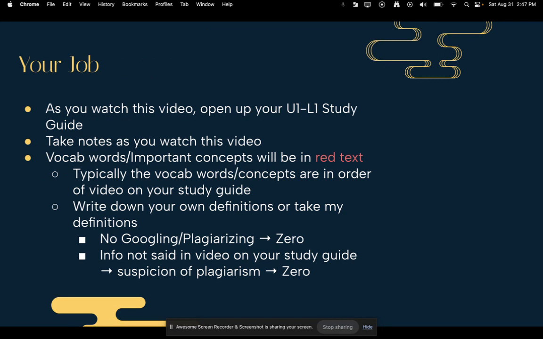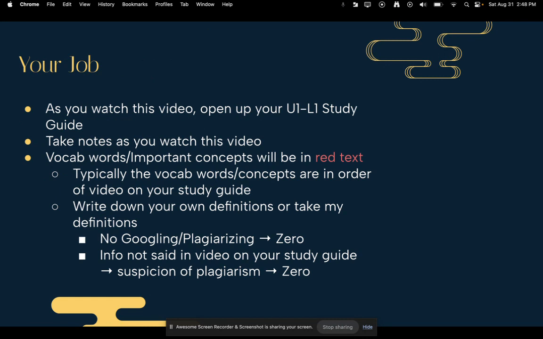As you watch this Edpuzzle, you're also going to have the U1-L1 study guide open. You're going to take notes as you watch this video. Any vocab word that is an important concept will be in red text. Typically, the vocab words and important concepts are in order of the video. That's also the order of your study guide. You're going to write down your own definitions, or you can take my definitions.